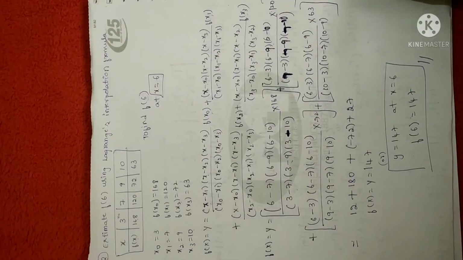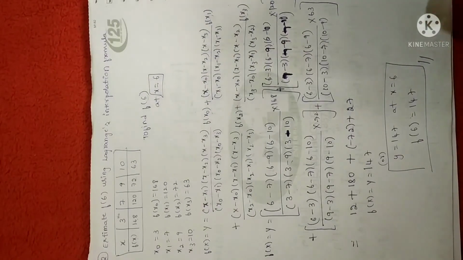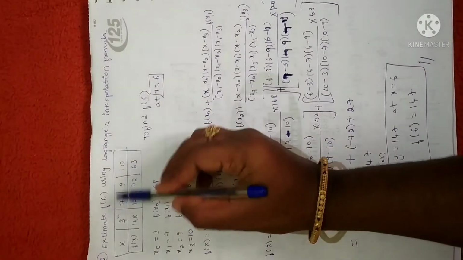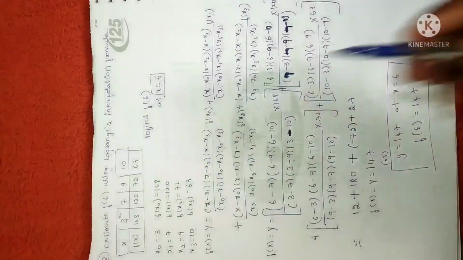Clear? Hope it is clear for you. The only thing is, it depends on substitution and formula writing. So this is 4 points. Why? Because it is given 4 points. Remember, the first value should start with x naught. Fine.